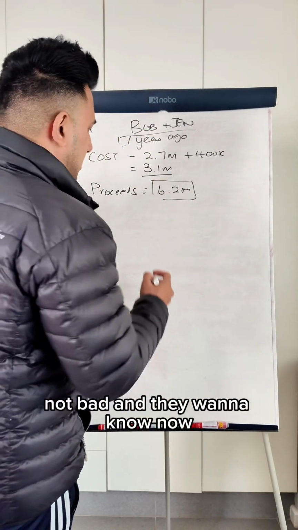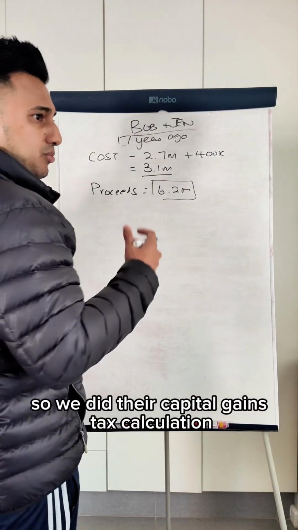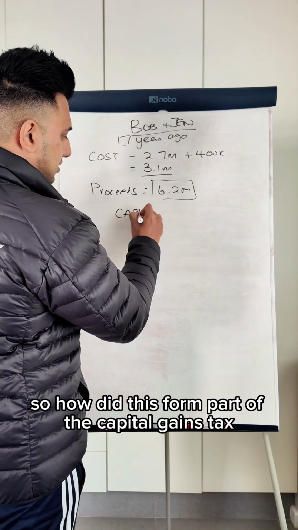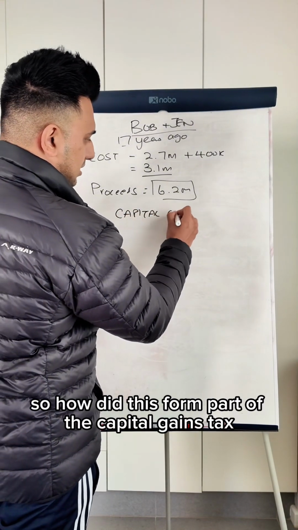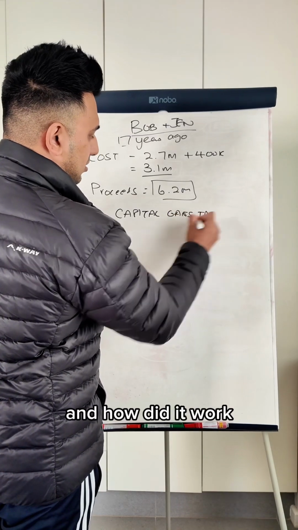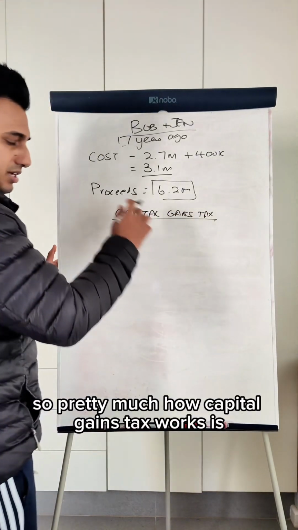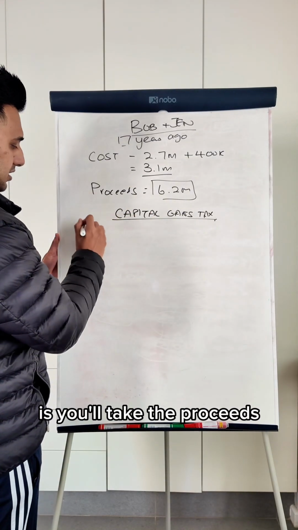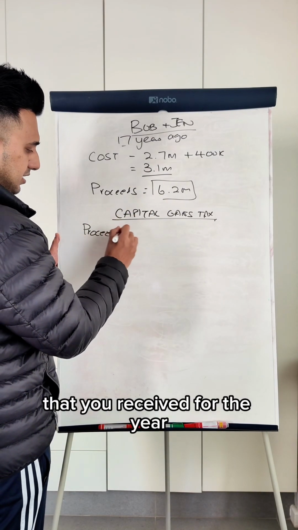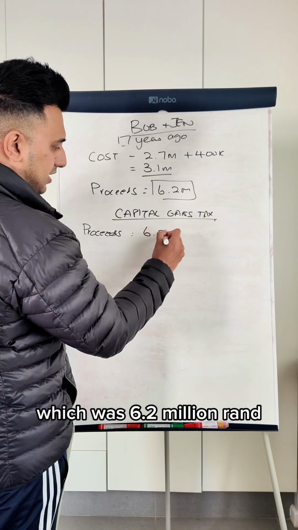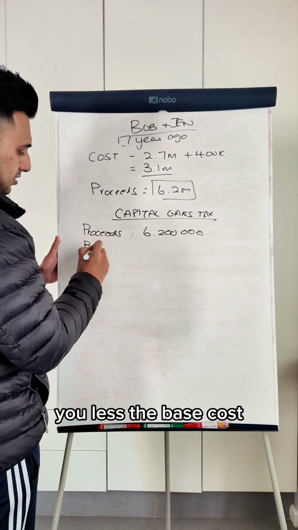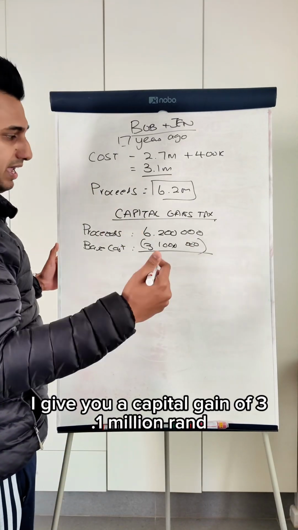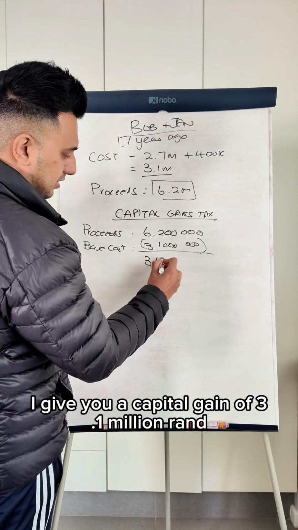Not bad. And they want to know now, so we did their capital gains tax calculation. How did this form part of the capital gains tax? How much did they pay and how did it work? Pretty much how capital gains tax works is you take the proceeds that you received for the year, which was 6.2 million rand. You less the base cost, which was 3.1 million rand. That gives you a capital gain of 3.1 million rand.